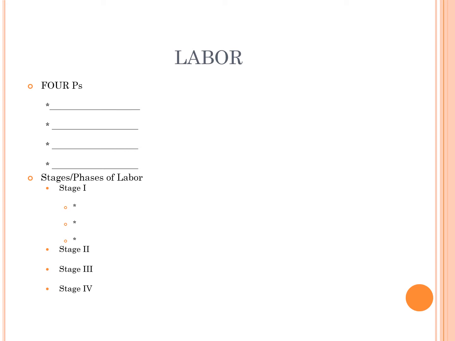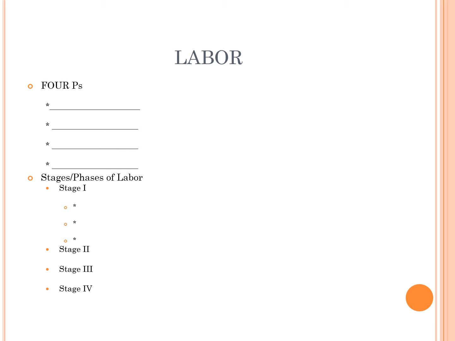Stage 2 is 10 centimeters to delivery of the infant. So this is where we're pushing and having a baby. Stage 3 is the placenta delivery. So this is delivery of the infant to delivery of the placenta. So babies come out, and now we're delivering the placenta. And usually this should not last more than 20 to 30 minutes, okay? At 20 minutes, that doctor is going to start saying, okay, what do we need to do to get this placenta out? And I have seen moms who've had to go back and have a D&C completed to help remove that placenta.